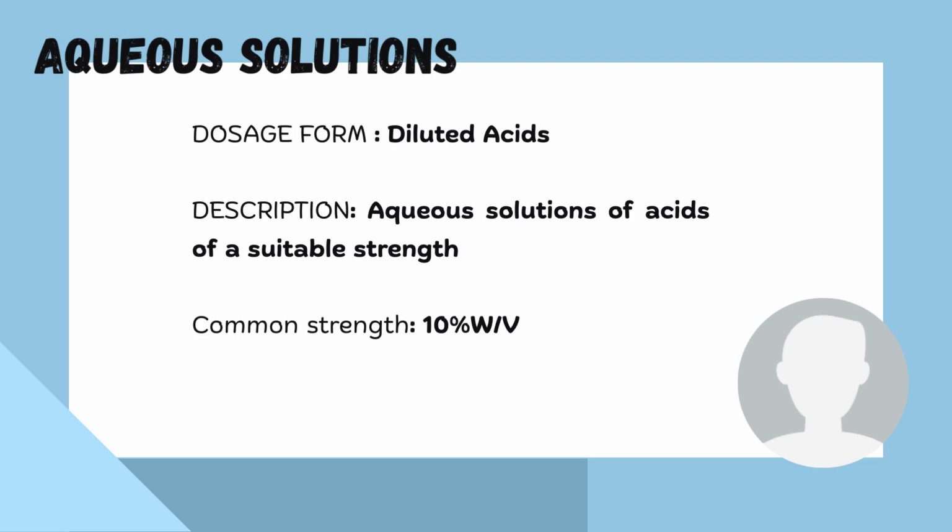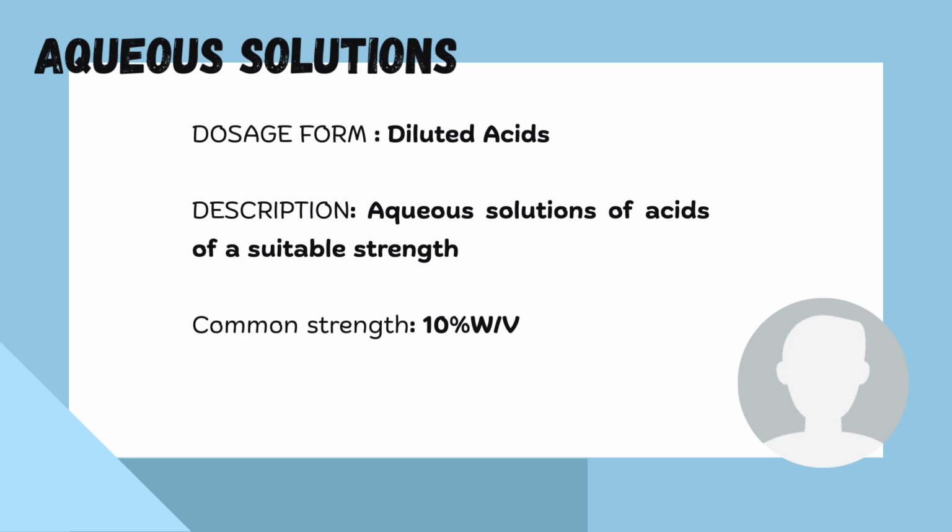Okay, next dosage form of aqueous solution, we have the diluted acids. Diluted acids are aqueous solutions of acids prepared at a suitable strength, usually 10% weight over volume, which means 10 grams of acid in every 100 ml of solution. So basically, the concentrated acid is diluted with purified water to achieve a weaker and safer concentration that can be used for pharmaceutical or medicinal purposes. So kung concentrated acid like hydrochloric acid or acetic acid is too strong, we dilute it with water to make it safer to handle and use. These diluted forms are what we call diluted acids.